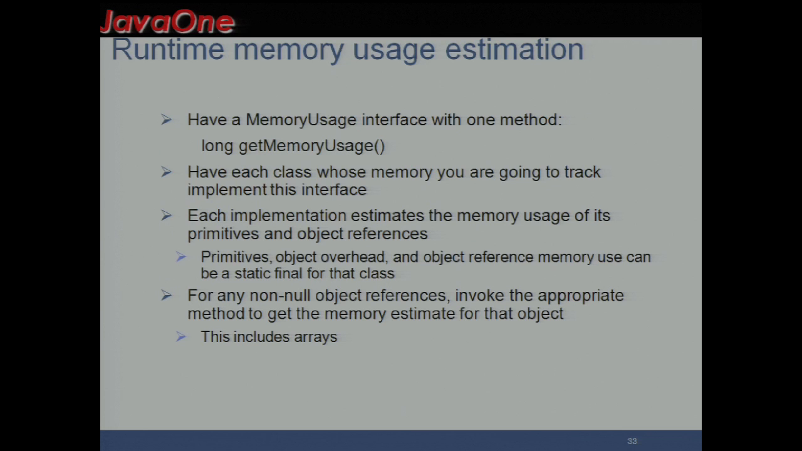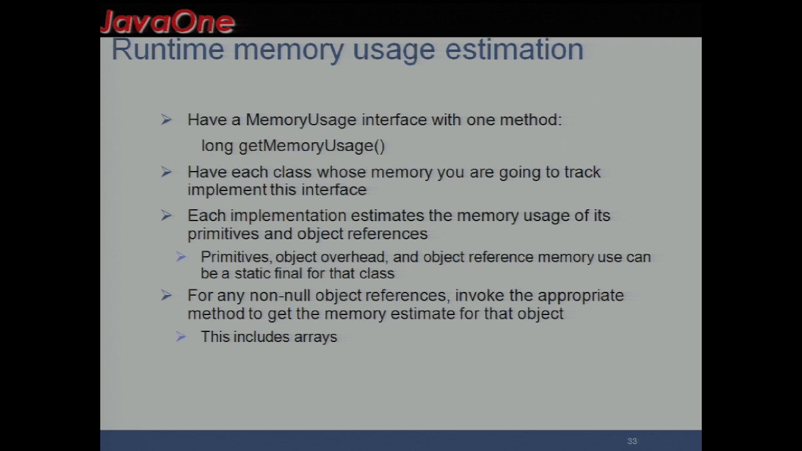So how do you calculate the memory usage of your application's objects? Well, one way to do it is to have an interface where you just have one method called getMemoryUsage, or you can call it anything you want. And it should return a long. And then every class that you're going to track the memory usage of, you're going to implement this interface. And then each implementation is going to estimate the memory usage of its primitives and object references and so forth.